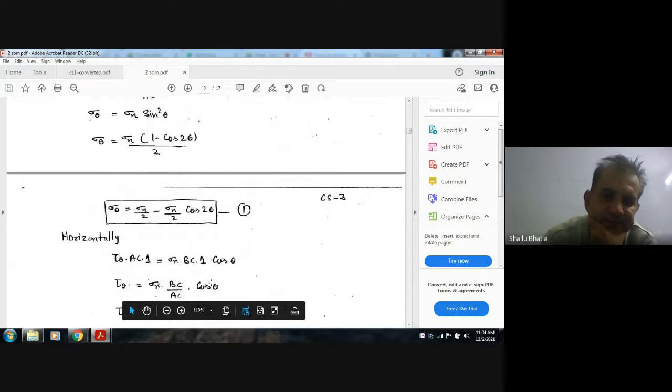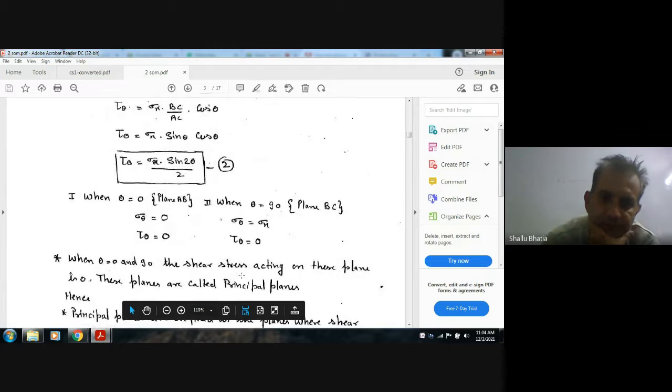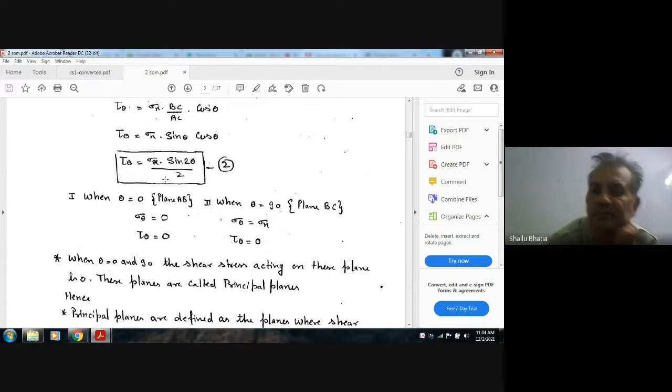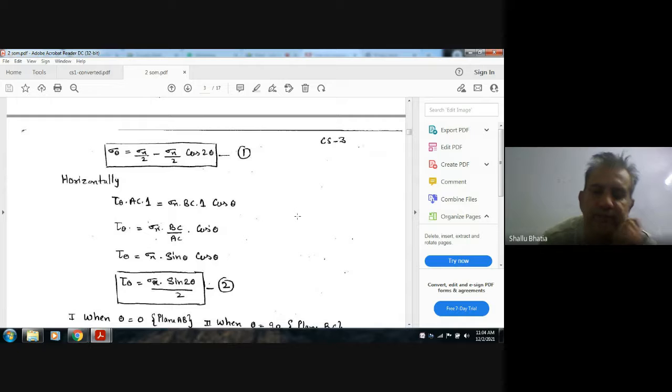Stress acting is sigma x. And so sigma theta is sigma x, and if we put theta equal to 90 in the second equation, then tau theta will be 0. Tau theta will be 0, or we can say sin 180 is 0. So there is no shear stress acting on this plane BC, which is the case of uniaxial stress.